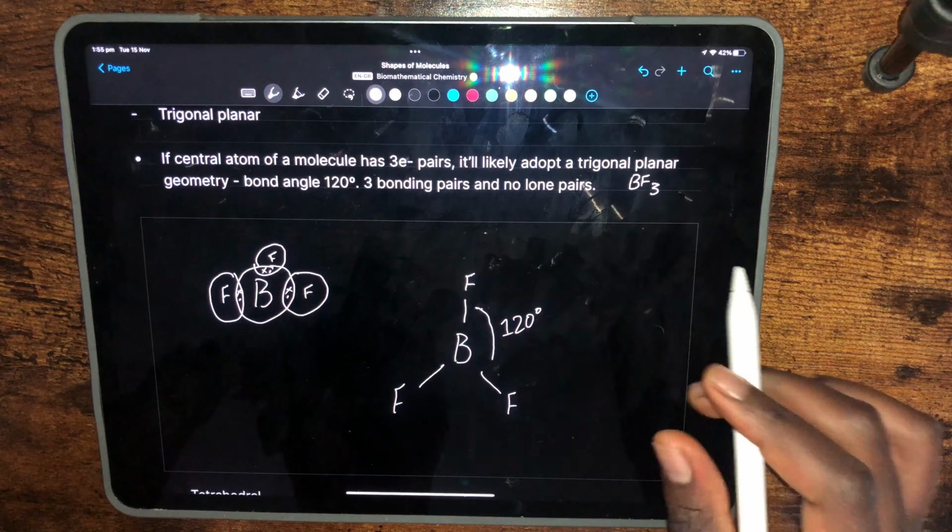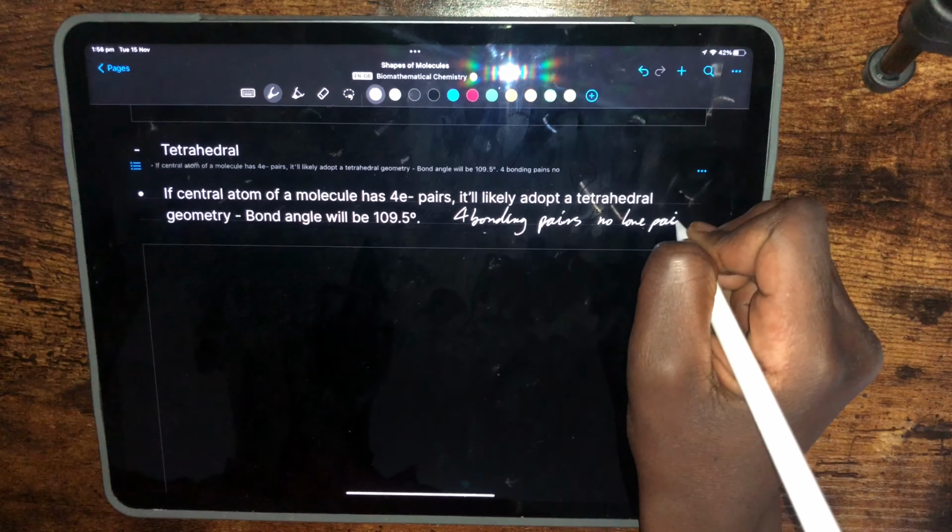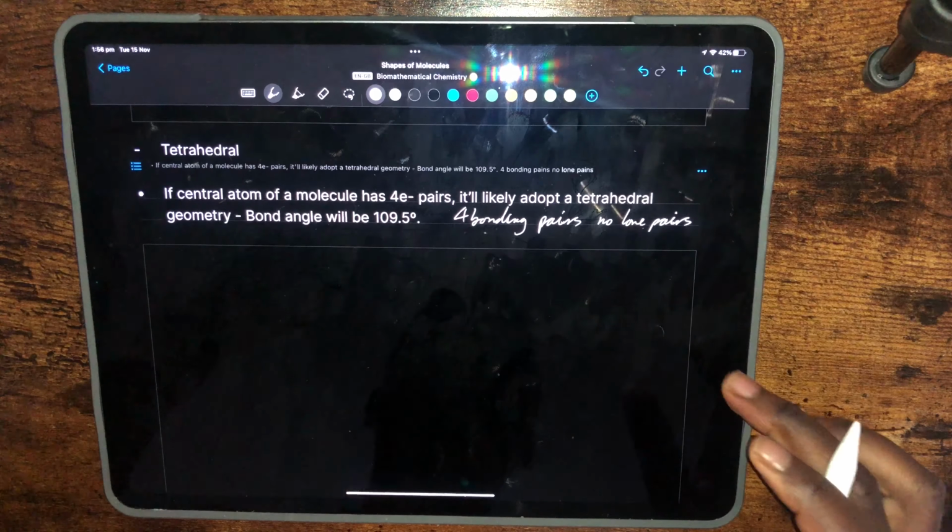So next one is tetrahedral. If a central atom of a molecule has 4 electron pairs, it will likely adopt a tetrahedral geometry. And the bond angle of this is actually 109.5 degrees. And I'll explain why. So it has 4 bonding pairs and no lone pairs. With this example of a tetrahedral compound, let's say methane.